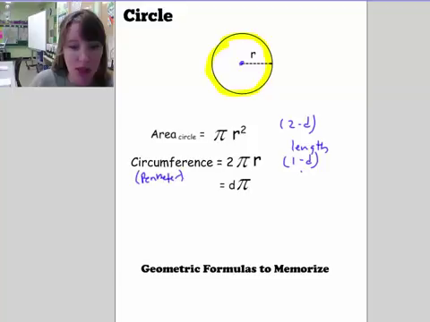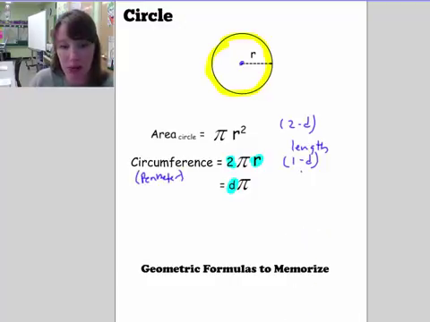Note that, of course, 2r is the same as diameter. So it's either 2 pi r or diameter times pi, whichever you have. If you're given r, multiply it by 2 to get diameter. If you're given diameter, then you're one step closer to finding the circumference.